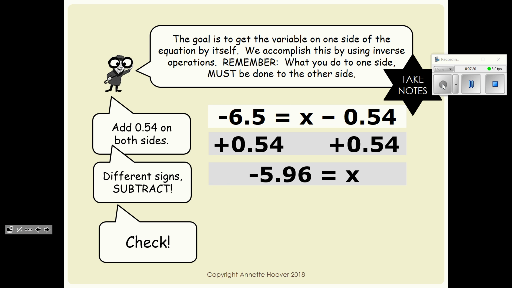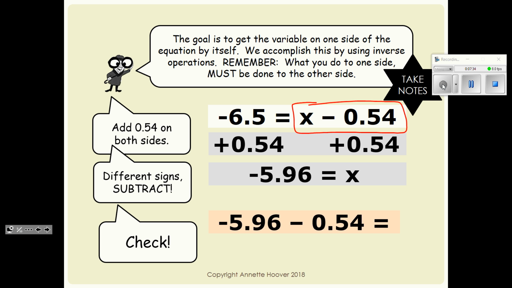We think the unknown number is a negative 5 and 96 hundredths, so if we plug that back in to the right side of the equation where the variable was, that's a negative 5 and 96 hundredths and a negative 54 hundredths. Same signs, add and keep. So when we add those decimals, we always line up our decimals, and if we were to add it, we would get 6 and 50 hundredths, which is the same thing as 6 and 5/10, and of course it's negative, so it checks.